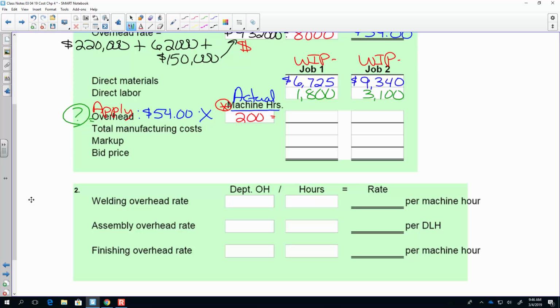And if you look at job number 2, add those machine hours, what do you get? 200 again. Just by coincidence. These are machine hours for job number 2. Same rate because we only have one rate. 54 in this case. So 54 times 200 is how much? 10,800.